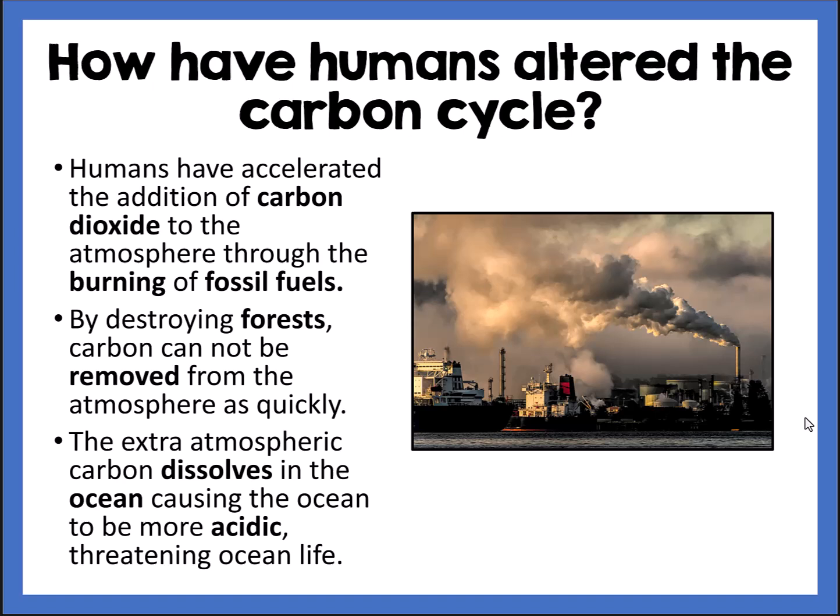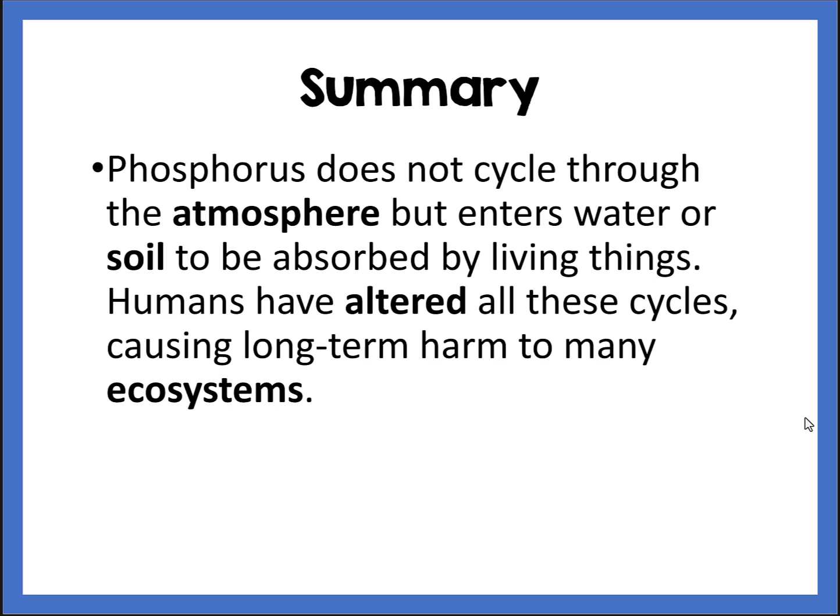Additionally, the extra atmospheric carbon that's building up is going to dissolve in the ocean, and it can cause the ocean to become more acidic, threatening ocean life. It can cause some abnormalities in shellfish, and it can simply affect the ability to survive for some of those marine organisms as their environment becomes more and more acidic due to that carbon dioxide. So in summary, phosphorus does not cycle through the atmosphere, but enters water or soil to be absorbed by living things. Humans have altered all of these cycles, causing long-term harm to many ecosystems.